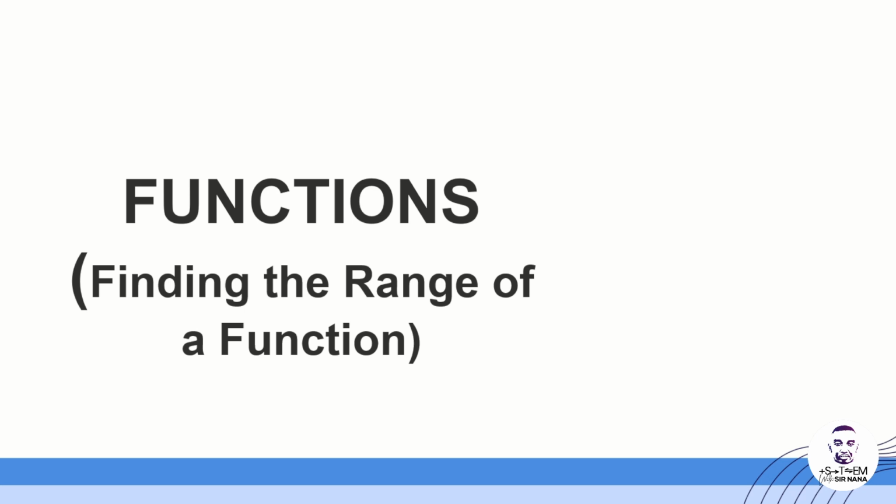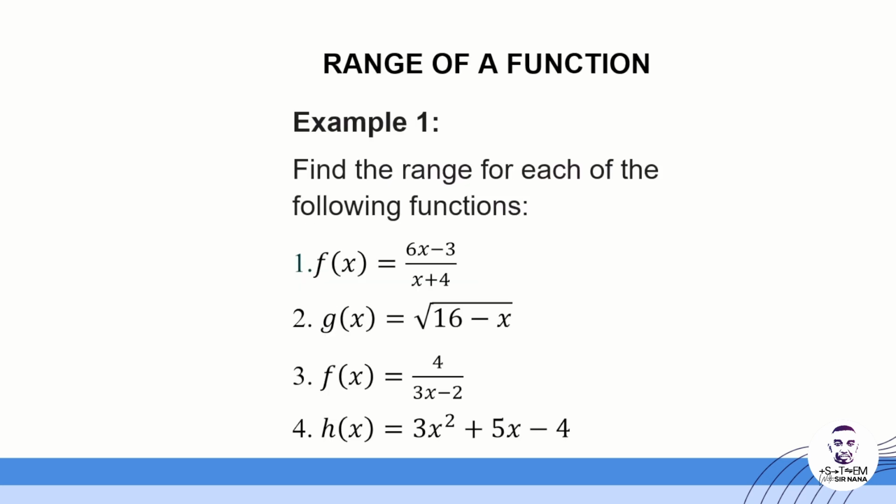Now let's consider the questions. Find the range of the following functions. We want to find the range of the function f of x equals 6x minus 3 all over x plus 4. Then we also have another function g of x, which is a radical function, the square root of 16 minus x. We have a rational function f of x as well, which is equal to 4 all over 3x minus 2. And then we have a polynomial function, which is basically a quadratic function, h of x, which is equal to 3x squared plus 5x minus 4.